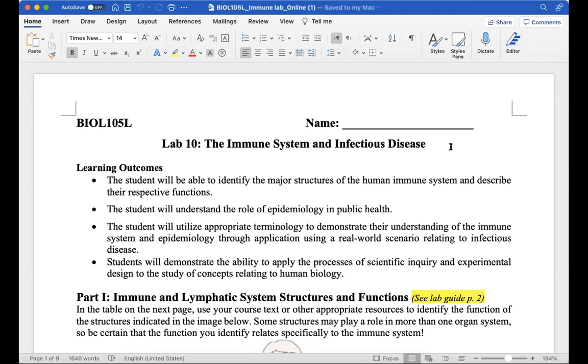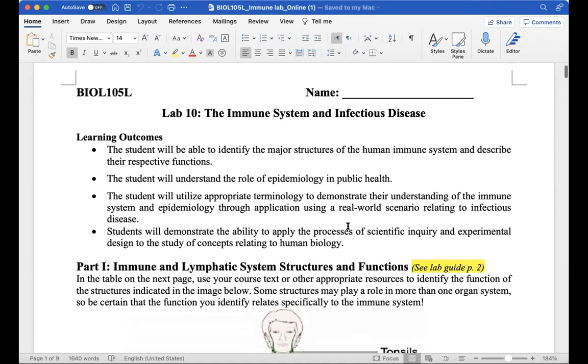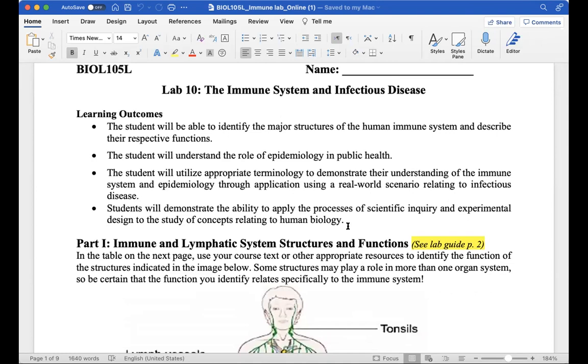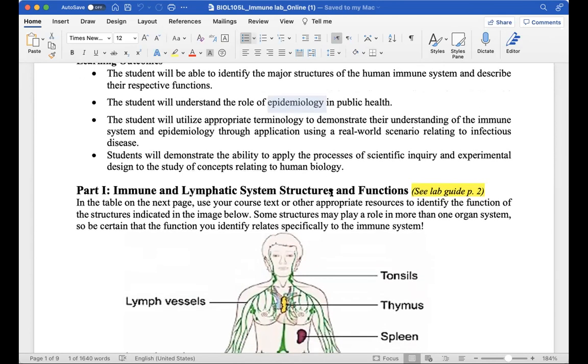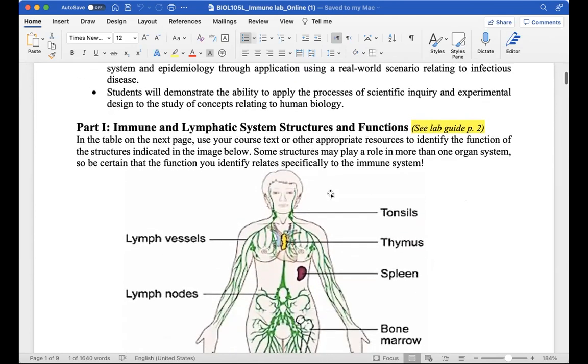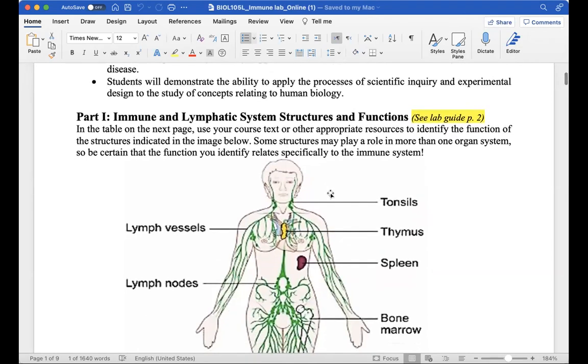So this week, we're going over the immune system and infectious disease. You'll be looking at the different structures of the human immune system, describing their functions. We'll look a little bit at epidemiology and public health. We'll look at a real-world scenario related to infectious diseases. And then you'll demonstrate the ability to apply the process of scientific inquiry and experimental design.